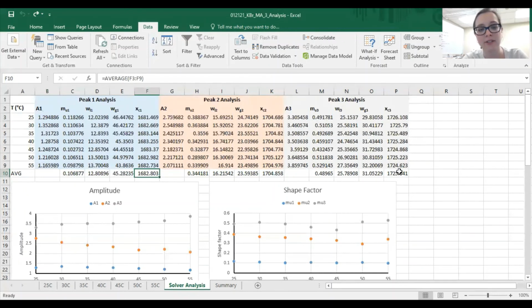We can then take these averages and put them back in as our initial guess and rerun solver. And it should update once you rerun solver with those values. And we should see that some of that scatter is going to clear up. So we're going to get better, hopefully, when we do that. So it's just sort of a double check to make sure that your fit is correct.